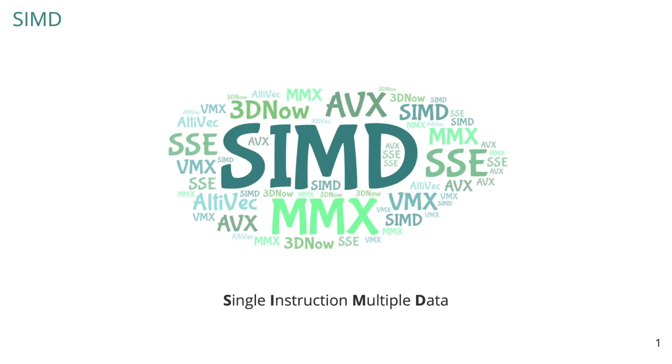SIMD stands for single instruction multiple data. Essentially, any modern high-performance processor architecture supports vector extensions to enable parallel processing based on the SIMD paradigm. Typical and well-known examples include MMX, SSE, and AVX developed by Intel, AMD's 3DNow!, and also AltiVec for the PowerPC.